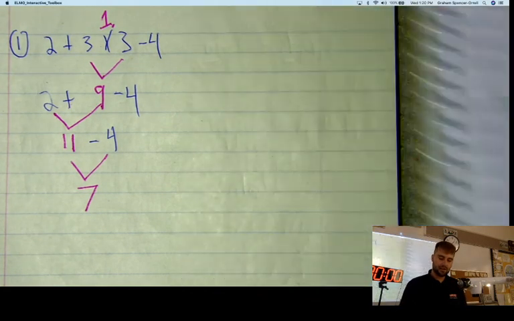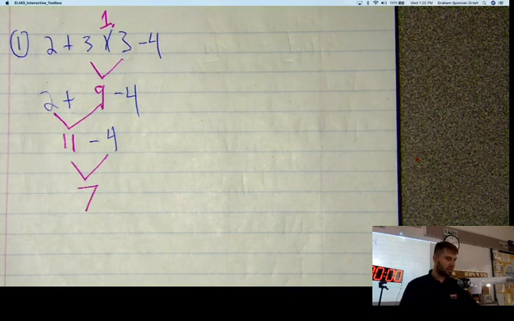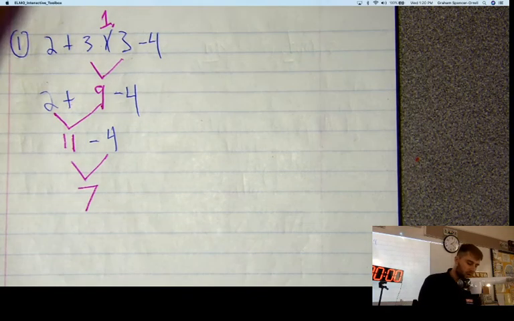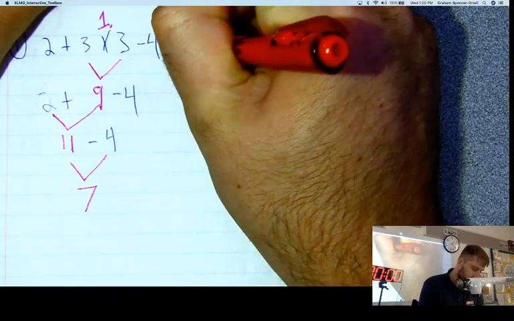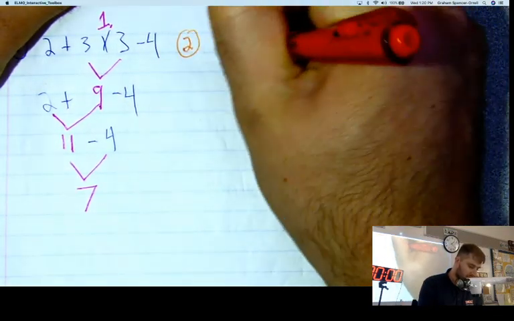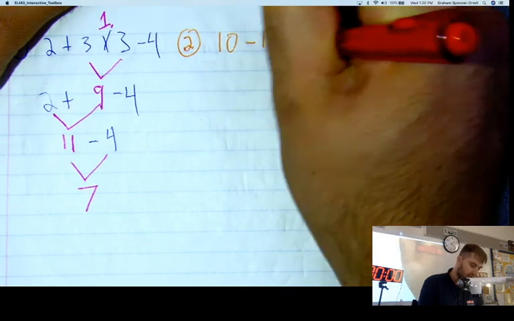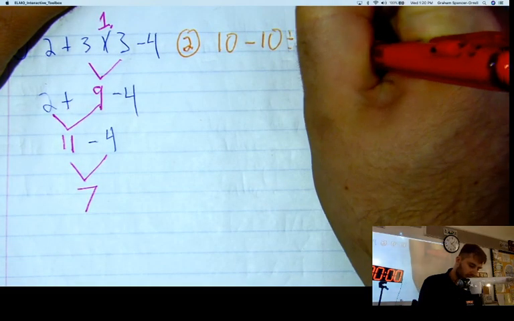This one's going to get a little trickier, but I have no doubt that you can do it. We're going to do an orange problem. It is only orange because I'm using an orange pen for this. We have 10 minus 10 divided by 2 plus 4.